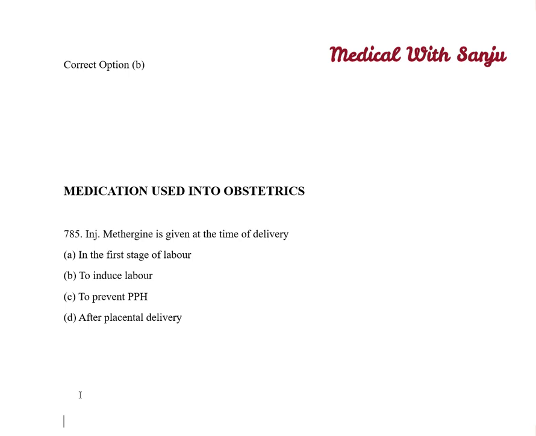Today's questions are on medication used in obstetrics. Question number 785. Injection methergine is given at the time of delivery. Option A, in the first stage of labor. Option B, to induce labor. Option C, to prevent PPH. And option D, after placental delivery.